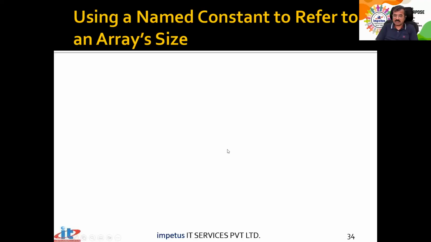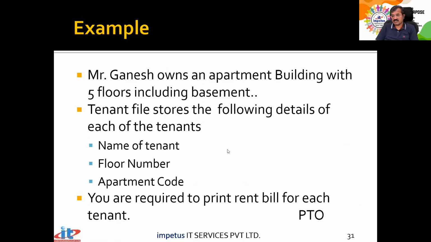Now, having understood this particular concept, let's have a look at our problem statement once again. We'll understand the problem statement and we'll see, can I use parallel arrays over here to address my issue? So the problem that we had over here was this. We are told Mr. Ganesh owns an apartment building with 5 floors, including basement. So it is a 5 floor building, including basement, and 0 is basement, 1, 2, 3, 4 other.